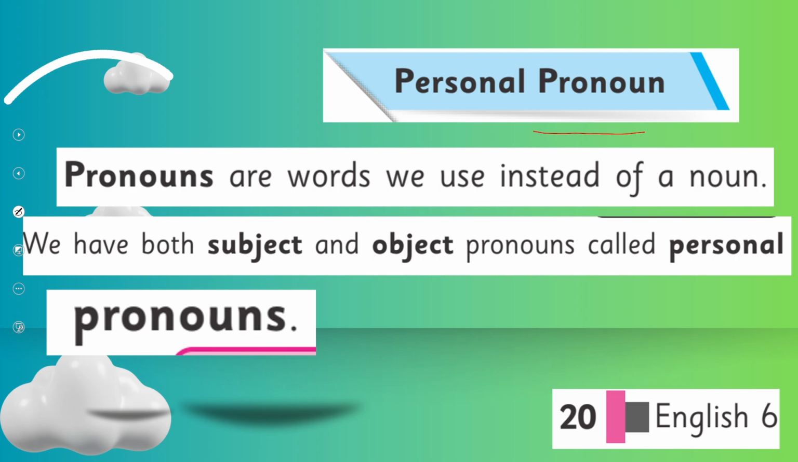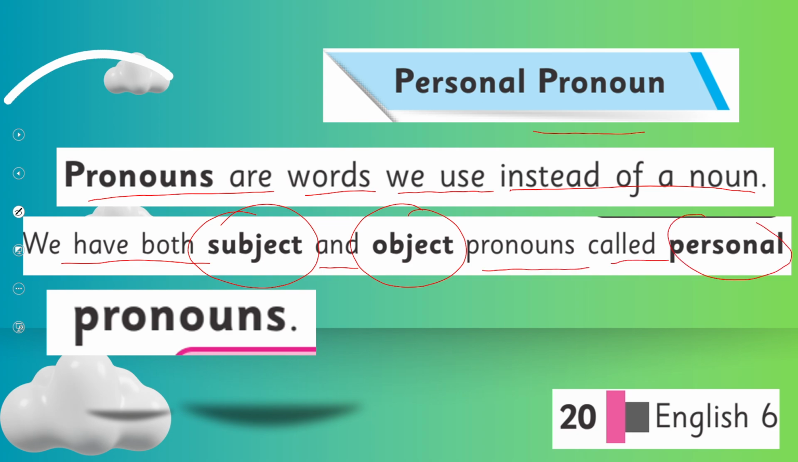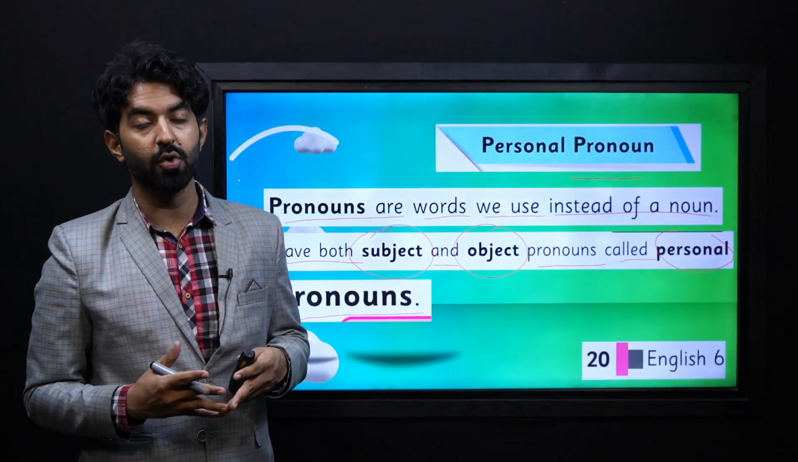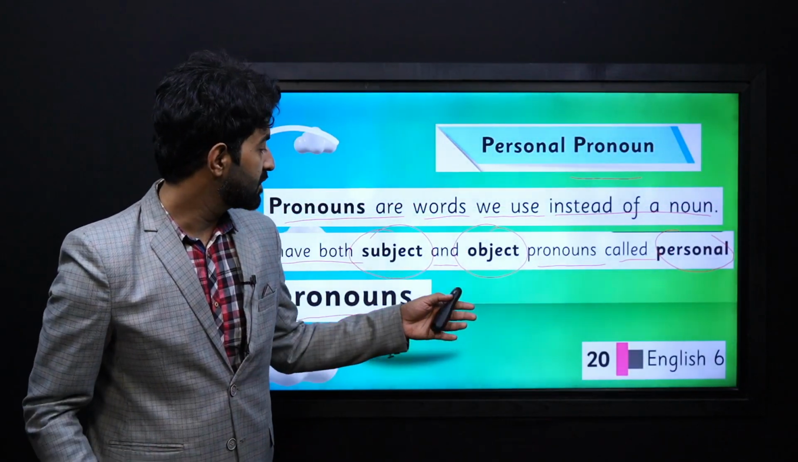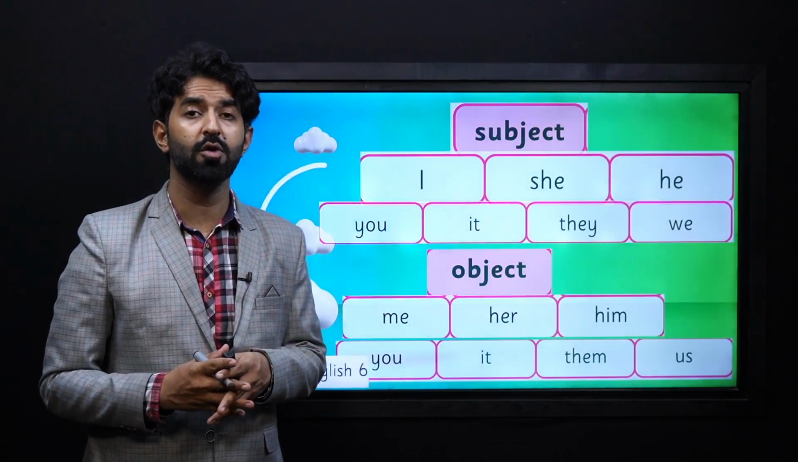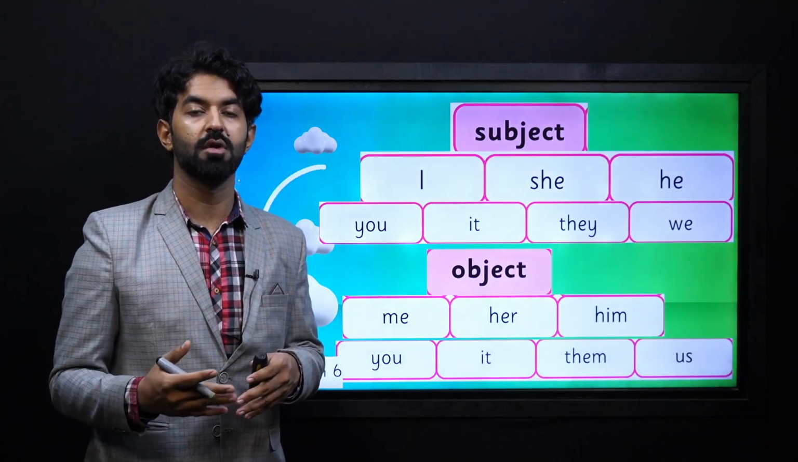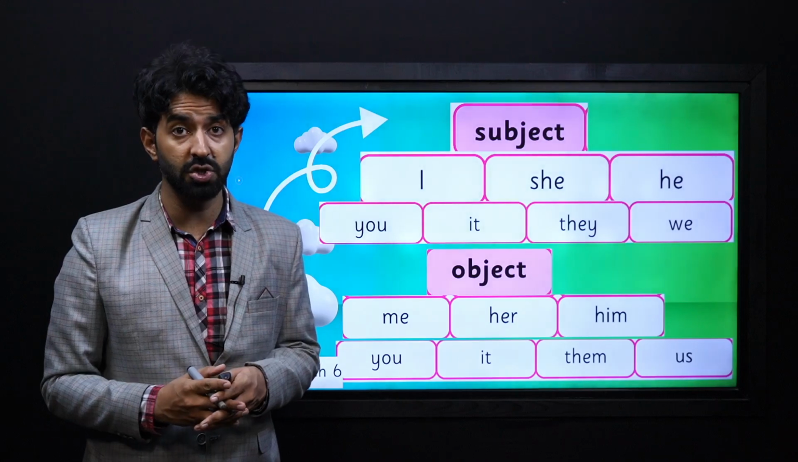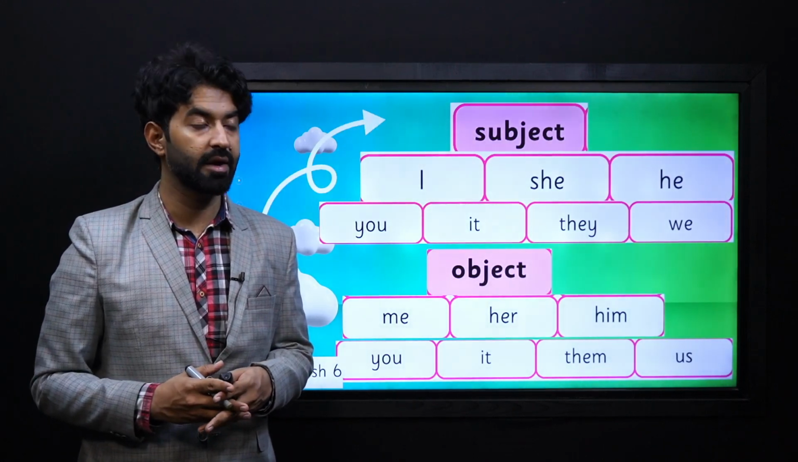Now, let's begin by recalling the pronouns definition. Pronouns are words we use instead of a noun. We have both subject and object pronouns called personal pronouns. So, in personal pronouns, which is a kind of pronoun, we have the subject and object pronouns. And we know that a pronoun is a word that we use instead of the noun, and we use it to avoid repetition in our speech and in our writing.